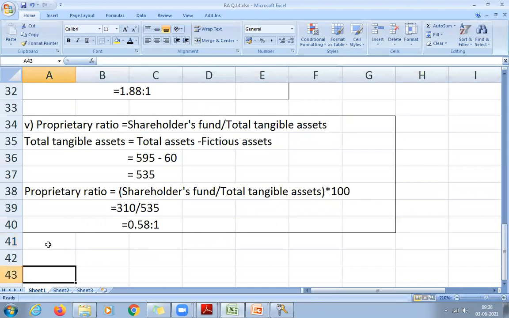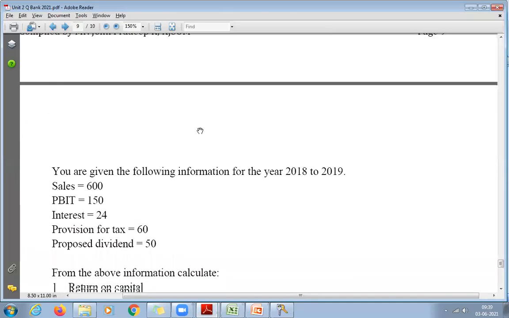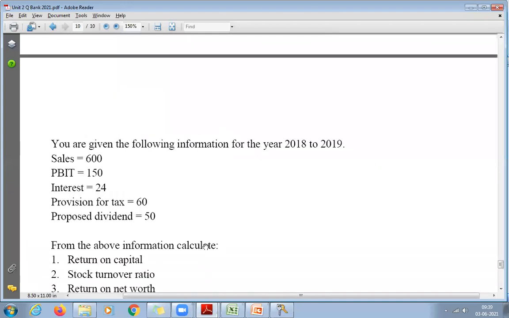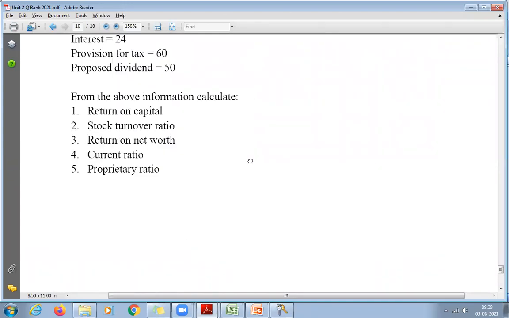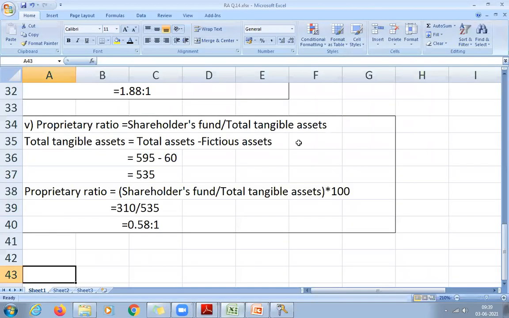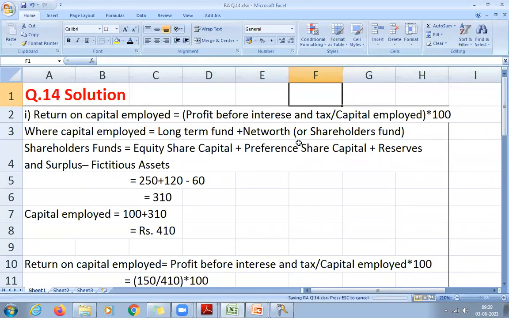So is he asking to calculate anything else? Any other ratios? Yeah, that's all. Only 5 ratios they are asking. So this is your last problem for ratios. Any doubt in this question? Question number 14. Students, does anybody have any doubt or need any clarification?